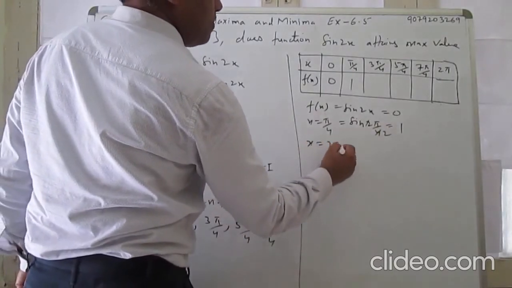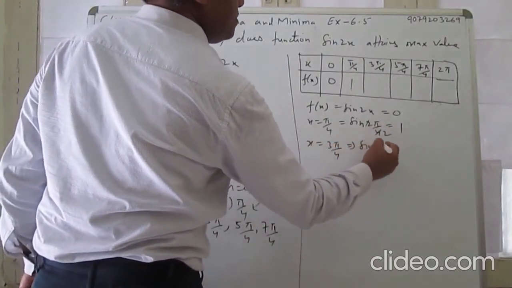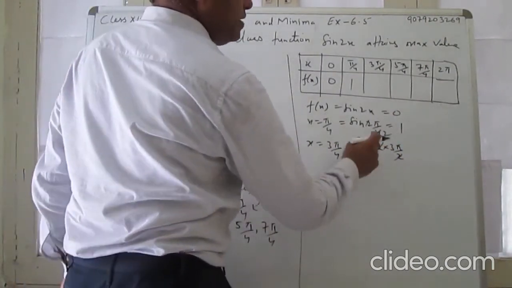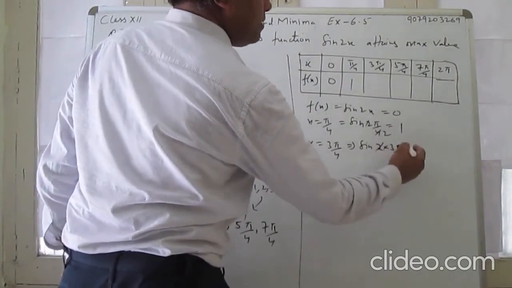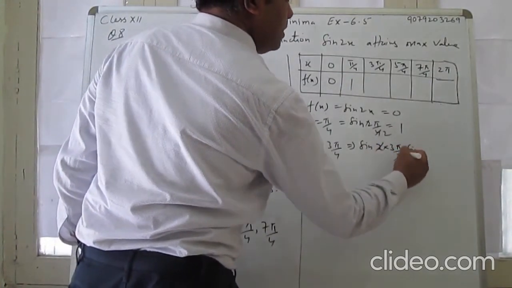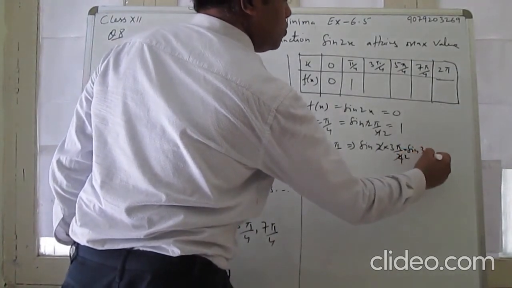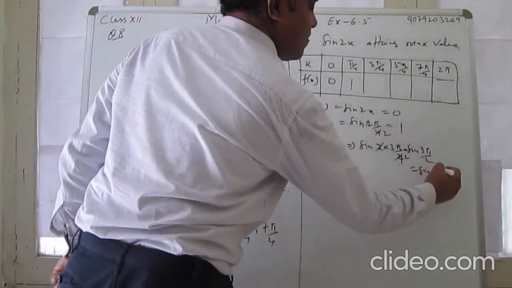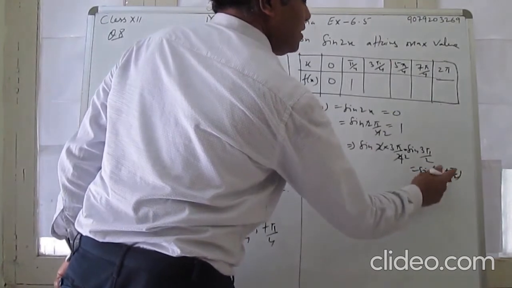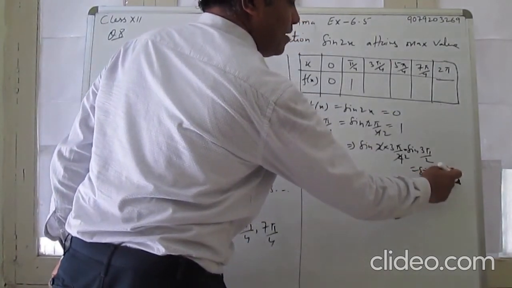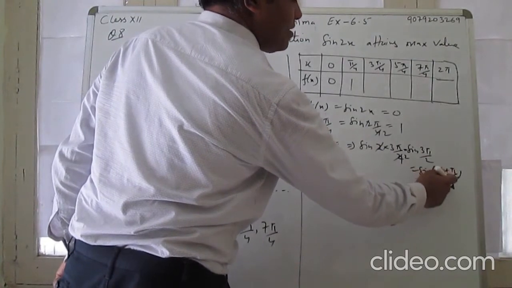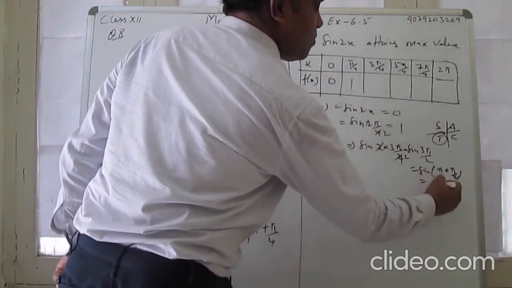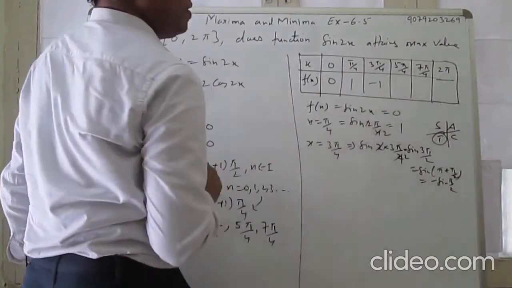x is equal to 3π by 4, sin of 2 into 3π by 4 becomes sin 3π by 2. It is π plus π by 2. You can write sin (π plus π by 2). By the third quadrant in ASTC, the sign is negative, so minus sin π by 2, which is minus 1.